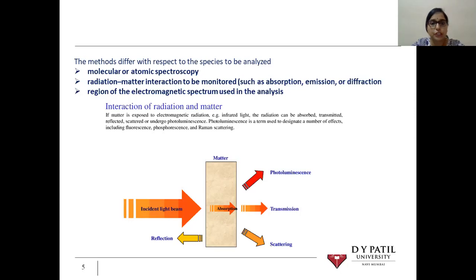Now, interaction of radiation and matter. As you can see in the figure, an incident light beam, how it strikes a matter, it can get absorbed, it can get photoluminated, it can transmit itself, it can scatter, or it can reflect back. So if a matter is exposed to electromagnetic radiation, example infrared light, the radiation can be absorbed, transmitted, reflected, scattered, or undergo photoluminescence. All these kinds of phenomena which are taking place are nothing but the parts of the interaction of incident radiation with matter.